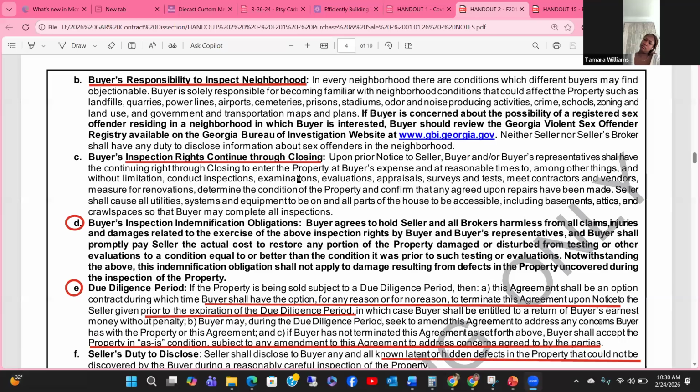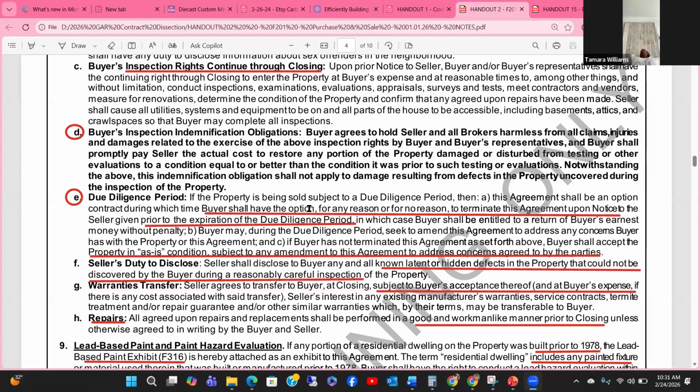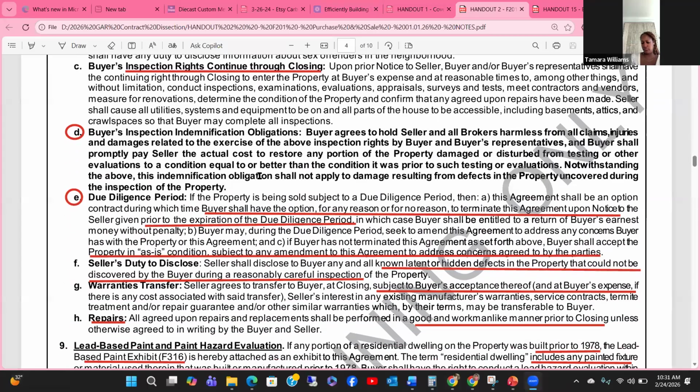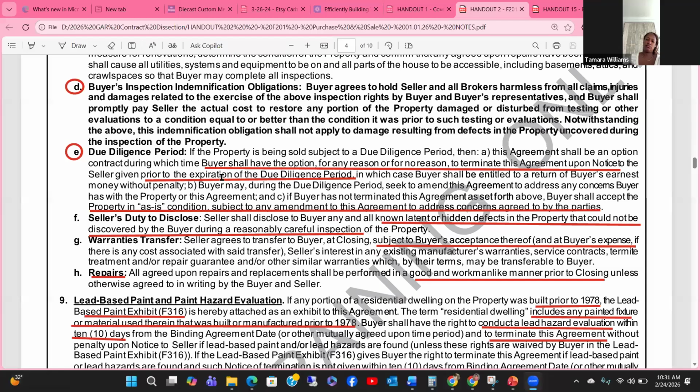Buyer's inspection rights through closing. Why? Well, if the buyer and seller did negotiate for any repairs, even if they didn't, the buyer has the right to go check out the property and do a walkthrough prior to closing. And then this indemnification obligations. Again, buyer agrees to hold seller and brokers harmless from all claims, injuries, and damages that they or any of their invited guests might experience for them doing their inspection and doing their due diligence.